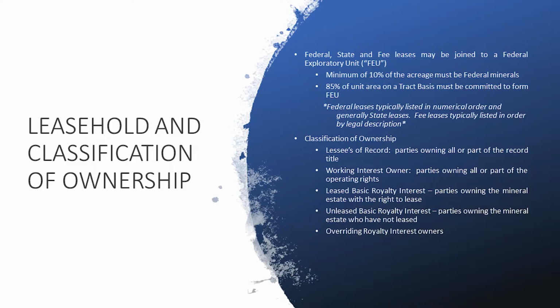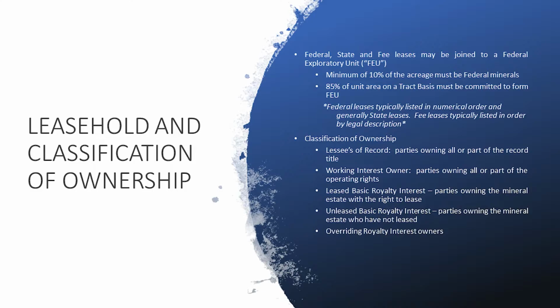But also, to form the unit, you need 85% of the unit area on a tract basis to be committed. What that means is you need 100% commitment of the tract, not just 85% of the unit leased and committed to the federal unit. So you have to be careful there. If you have undivided leases or undivided unleased owners in a tract, you wouldn't be able to count those towards that 85%.